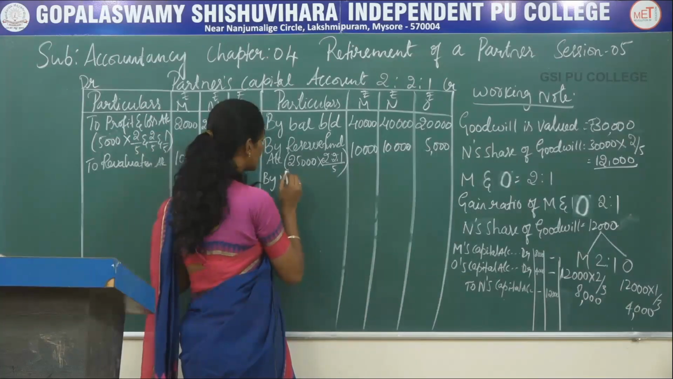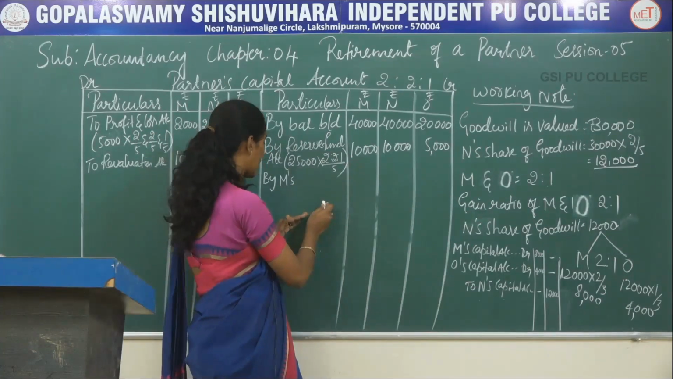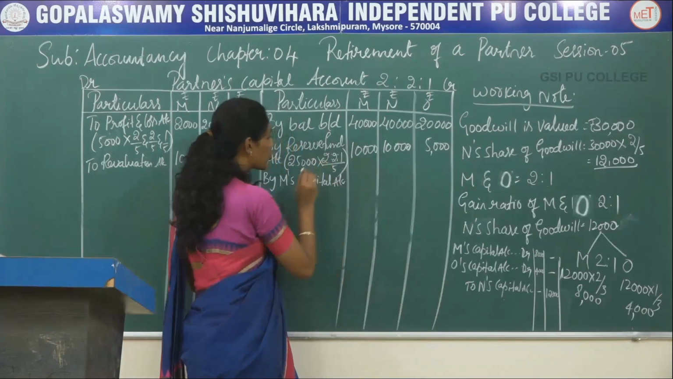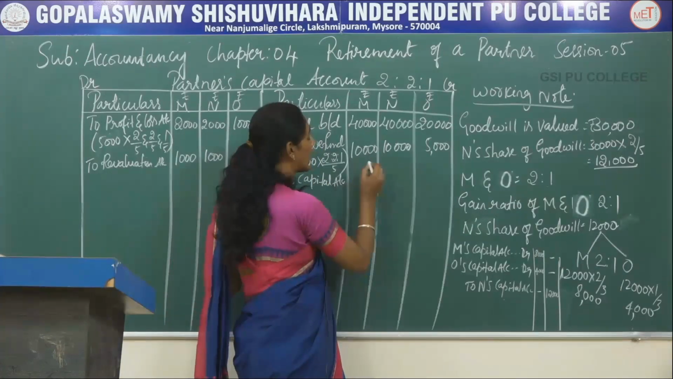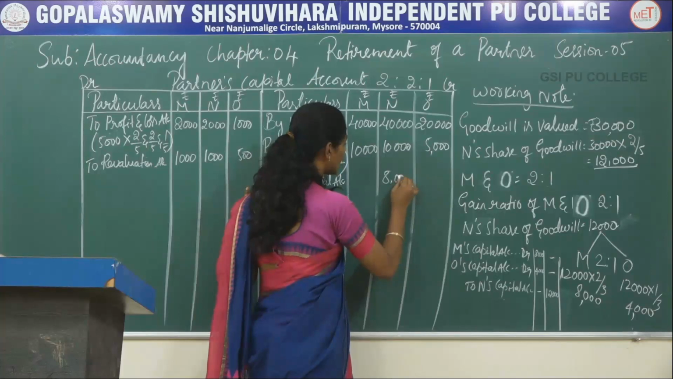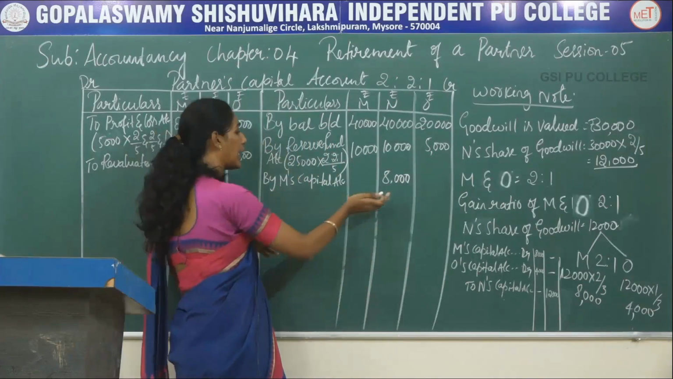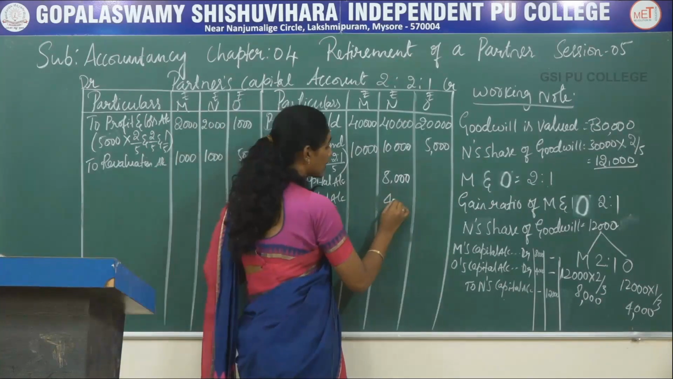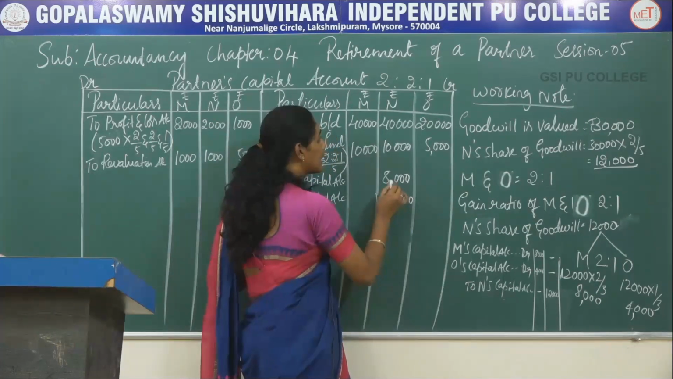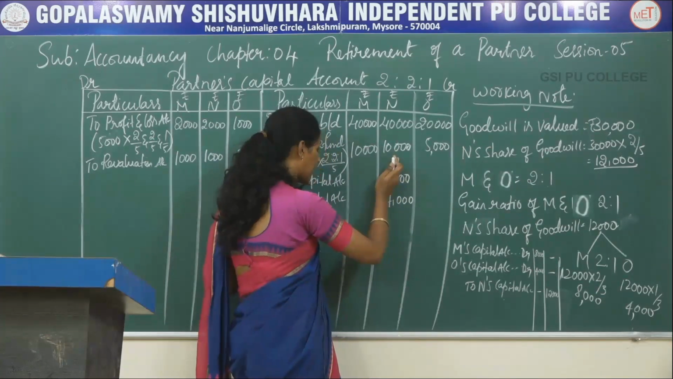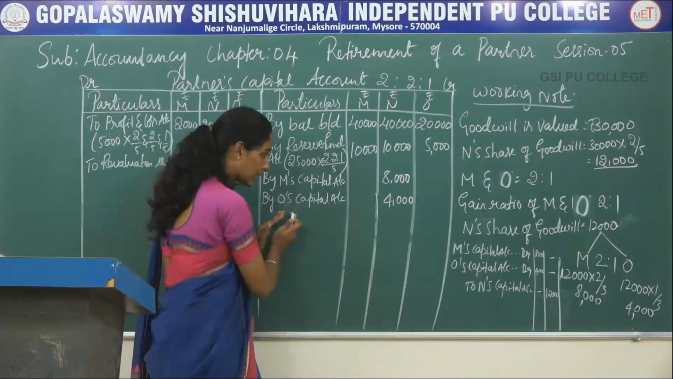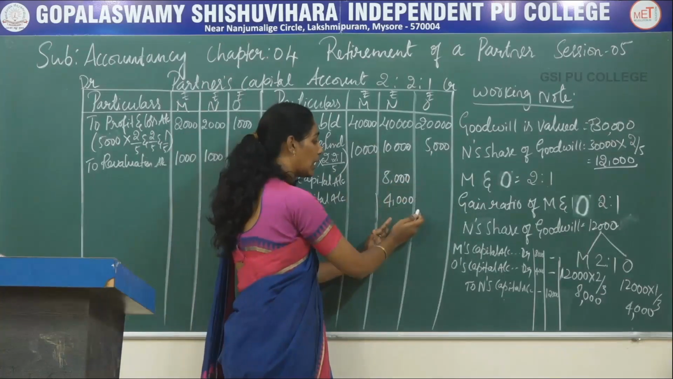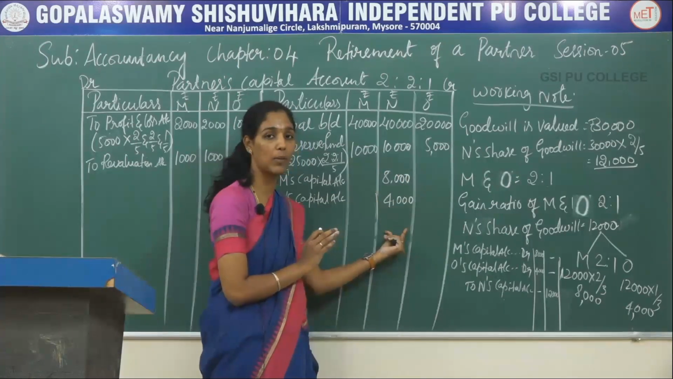It should be written in the partners' capital account. First, on the credit side, write the continuing partners' capital account, that is, by N's capital account. What is M's share of goodwill? Write the amount of goodwill in N's column, 8,000. How much does M give when N retires? 8,000. Next, by O's capital account 4,000, enter the amount in the retired partner column. When N retires, M and O are the continuing or remaining partners, and the remaining partners give this goodwill amount to N. So record the amount in N's column.